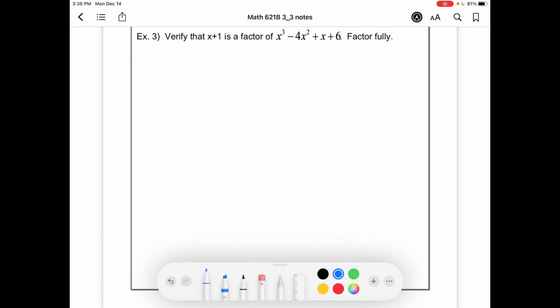Okay, let's do another one. We're going to verify that x plus 1 is a factor of this cubic, and then we're actually going to factor the thing down to its binomial components. So if we want to find out if x plus 1 is a factor, we need to throw -1 into that polynomial and see if we get 0.